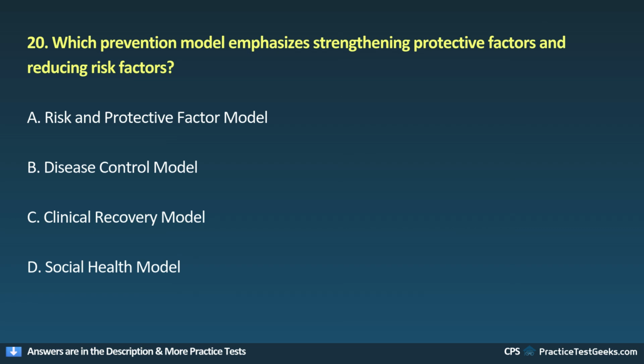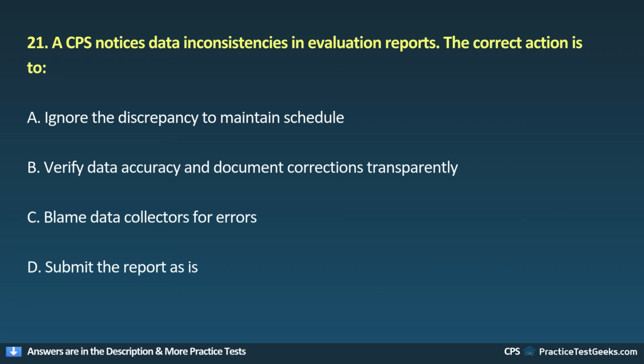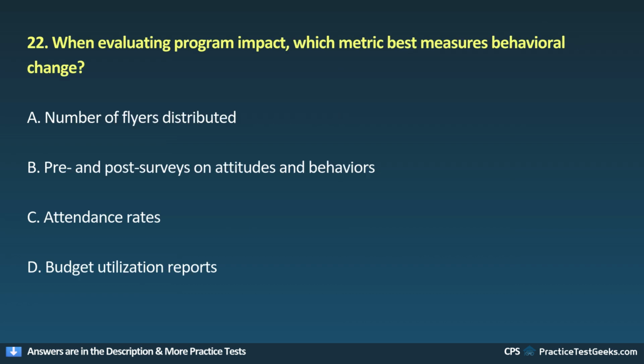A. Risk and protective factor model. B. Disease control model. C. Clinical recovery model. D. Social health model. 21. A CPS notices data inconsistencies in evaluation reports. The correct action is to A. Ignore the discrepancy to maintain schedule. B. Verify data accuracy and document corrections transparently. C. Blame data collectors for errors. D. Submit the report as is.